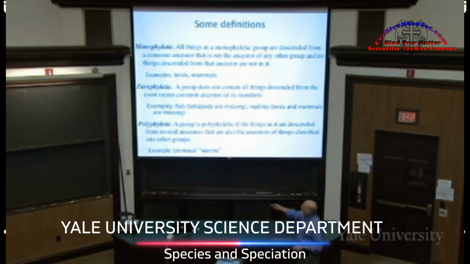Then we have polyphyletic, which is another kind of mistake. A group is polyphyletic, you know, the word referring to that group is a mistake, if the things in it are descended from several ancestors that are also the ancestors of things that are classified into other groups. So, for example, all the stuff that Linnaeus called worms was highly polyphyletic. It included the mollusks. It included, therefore, the octopuses and the squid.